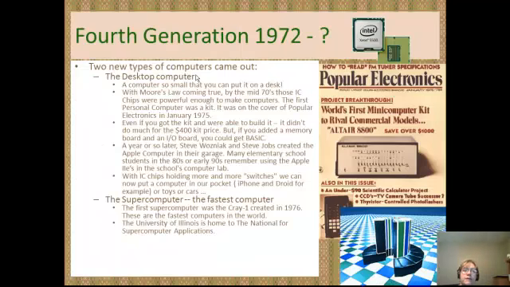4th generation, well, that's what we're in now. 2 new types of computers came out, starting in 1972. First, the desktop computer. Wow. A computer so small you can put it on your desk. And with Moore's law coming true by the mid-70s, the IC chips were powerful enough to make these types of computers. So the very first desktop computer was a kit you actually mailed away for.